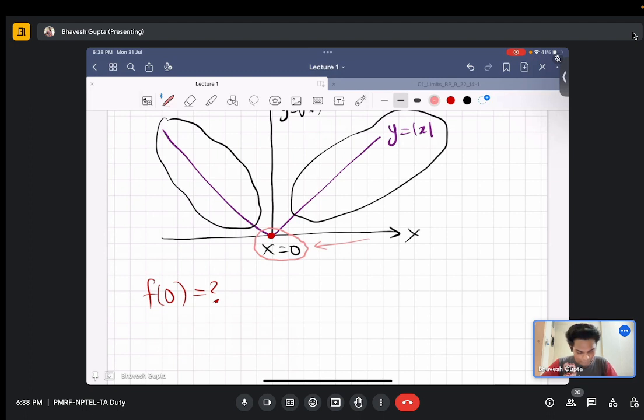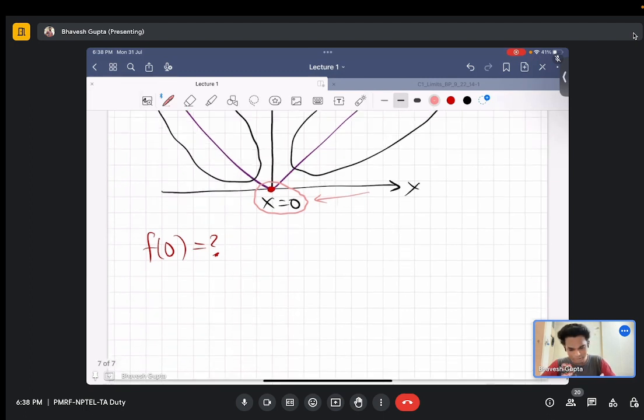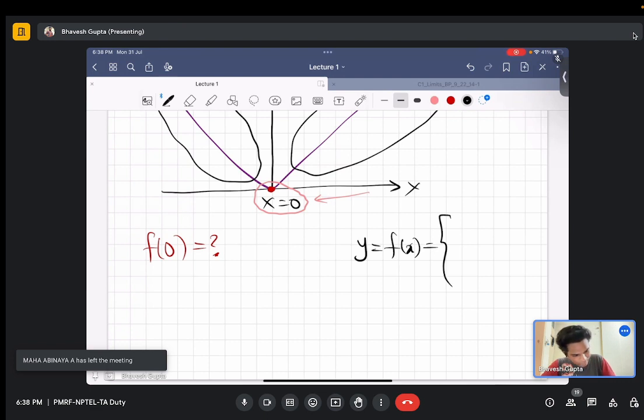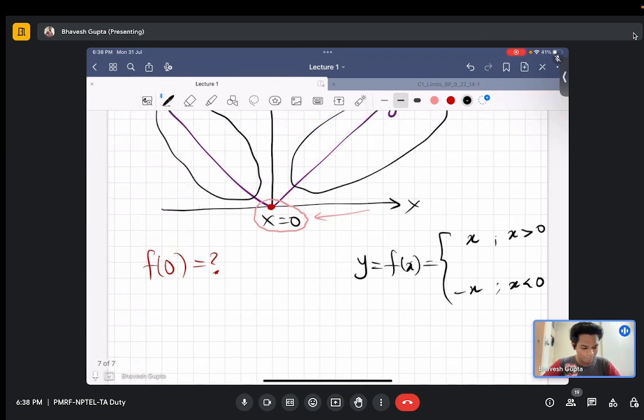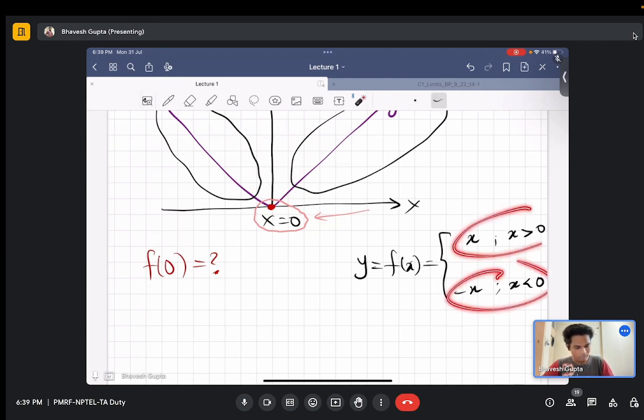Let me give you how to do this calculation easily. We can write this function this way: this is equal to x when x is positive, and minus x when x is negative. When we give negative inputs, we have the negative of that negative. So we see that this function has two branches.